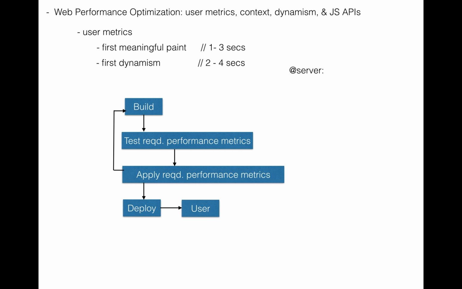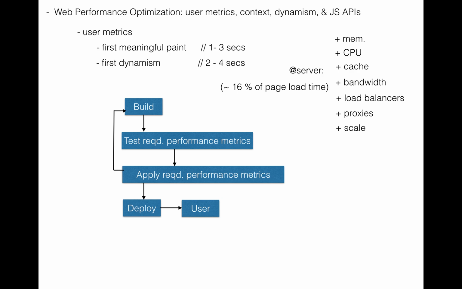Now this is optimization at the server level. In fact, studies show that server-side resources account for only 16% of the page load time. Some of the optimizations that we can do at the server level are increasing the memory, increasing the CPU, the cache, bandwidth, load balancers, proxies, and putting multiple servers for scalability, etc. At the database level, database query optimizations, etc.